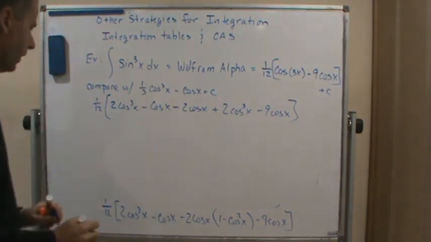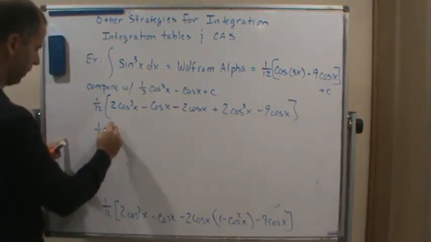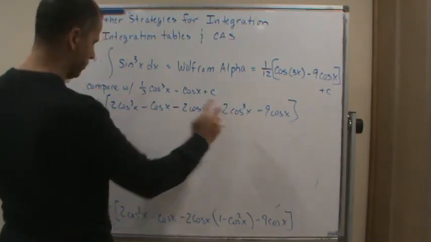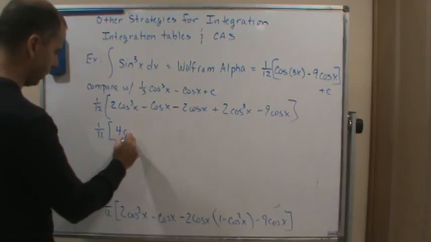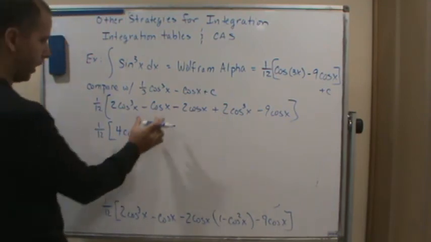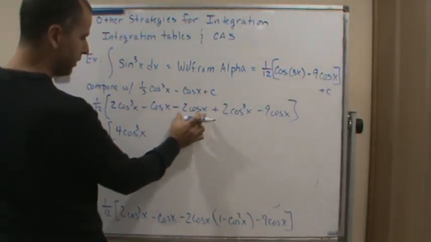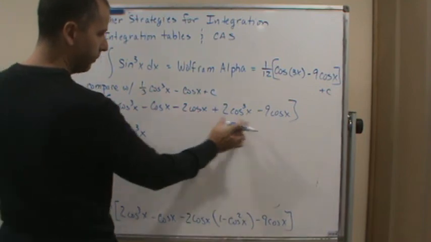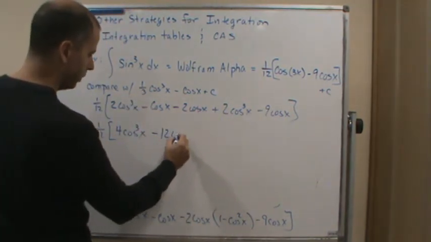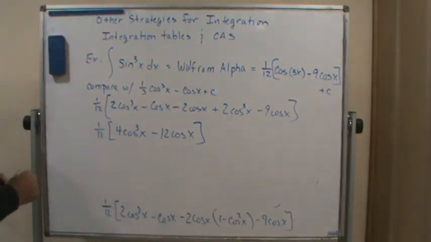Okay, so now things are going to simplify. So this will be 1/12. And so 2 cosine cubed x plus 2 cosine cubed x gives us a 4 cosine cubed x. And then we've got a minus cosine x, minus another 2 cosine x, minus another 9 gives us minus 12 cosine x.